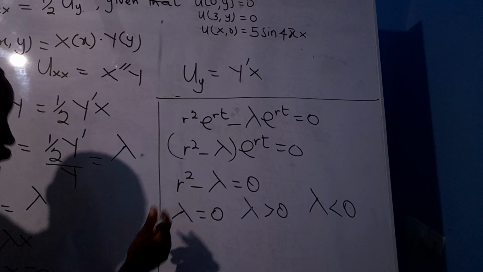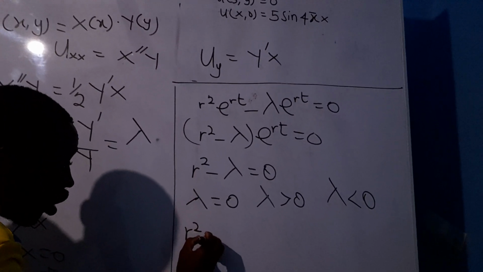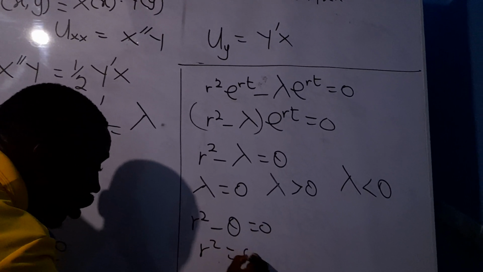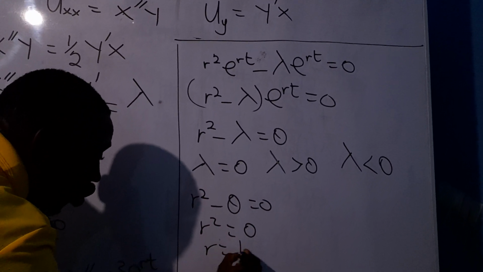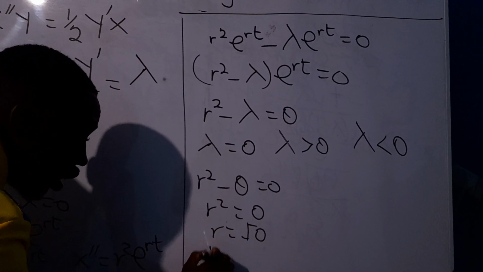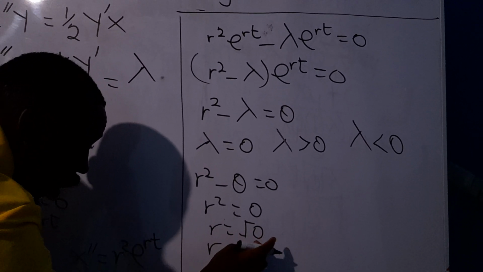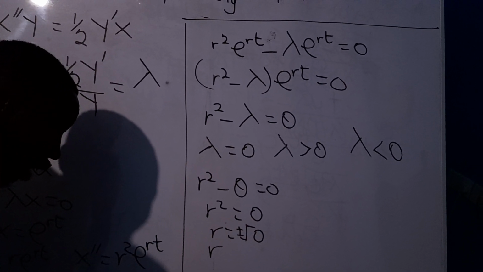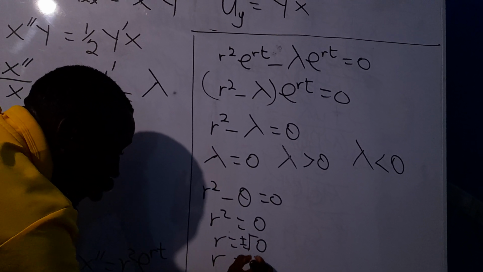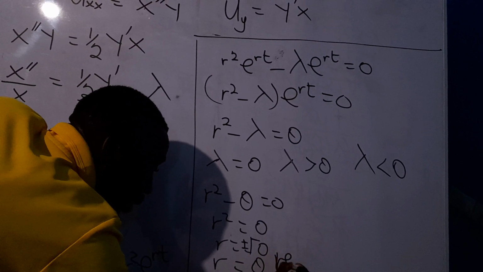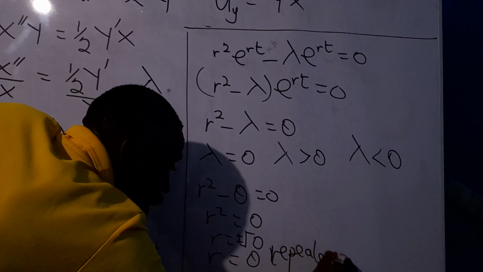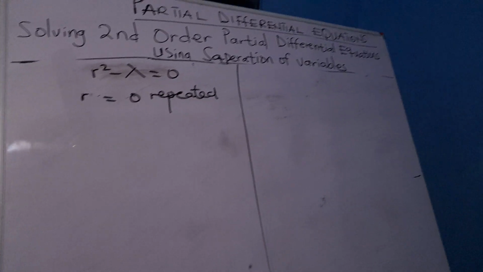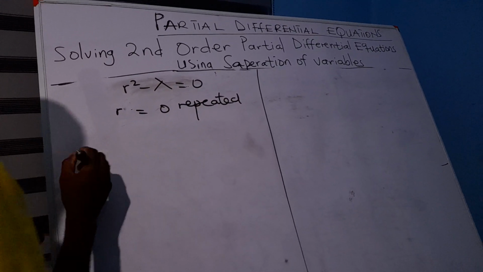So when lambda is 0, we get r squared minus 0 equal to 0. So r squared is equal to 0, r will be equal to the square root of 0, which is 0. But remember, the square root of every number is plus or minus, so that's 0 repeated. So we have a repeated root. In a situation where lambda is equal to 0, we have a repeated root.